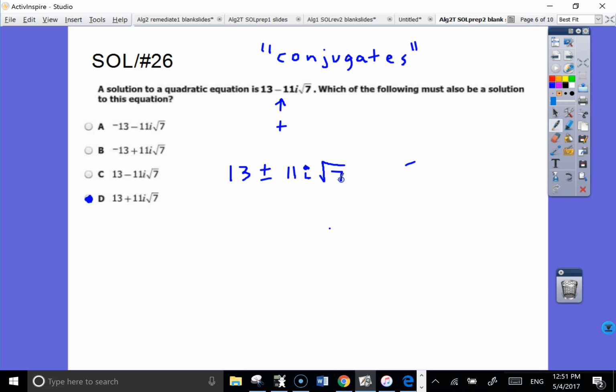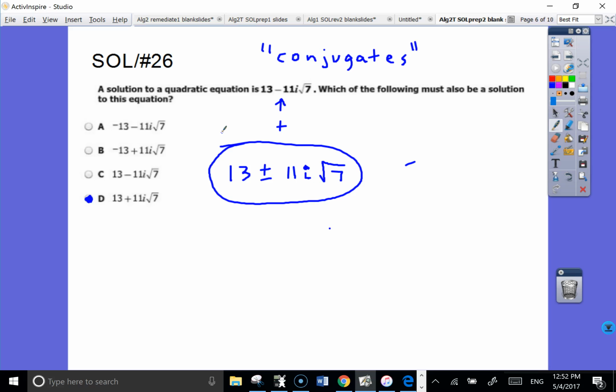Where do these kinds of solutions come from? How did you probably calculate them? The quadratic formula. And because the quadratic formula has the plus or minus there, you can never get just one of those. You've got to get the pair.